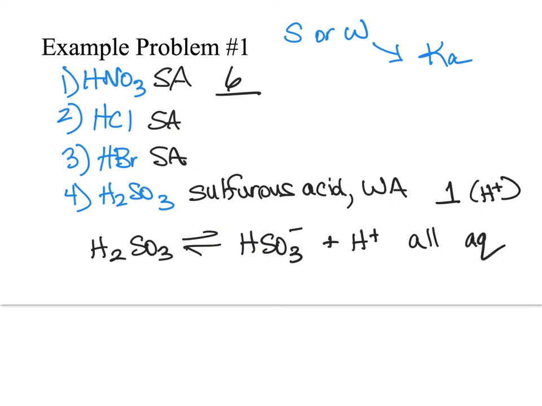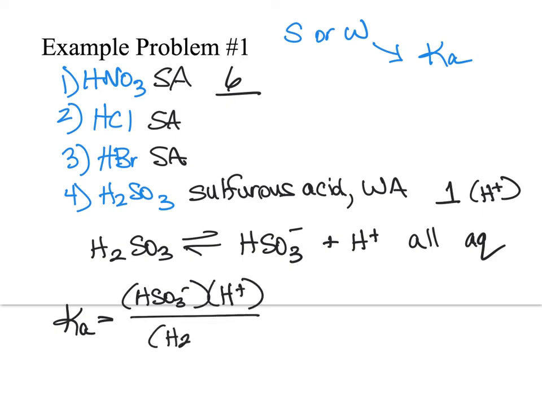So when I write Ka, it's going to be the products, HSO3 negative and hydronium, over H2SO3. So that is my expression for Ka. I could find out where it is by looking at a reference table as far as how strong of an acid it is.